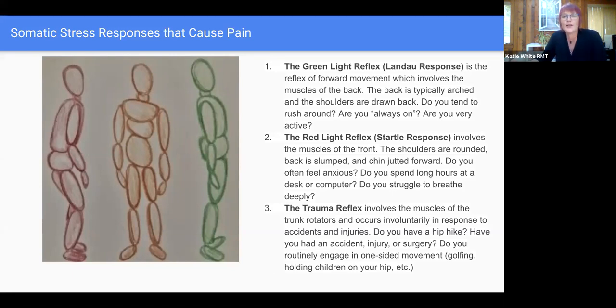And so looking at this through a somatic lens, the image on the right, the green guy, we call that the green light reflex. What happens is all the back muscles get really, really tight. So the back is arched and the shoulders are drawn back, kind of like a military posture. The personality associated with this posture is often A-type. They're super busy, always turned on, very active and quite intense.